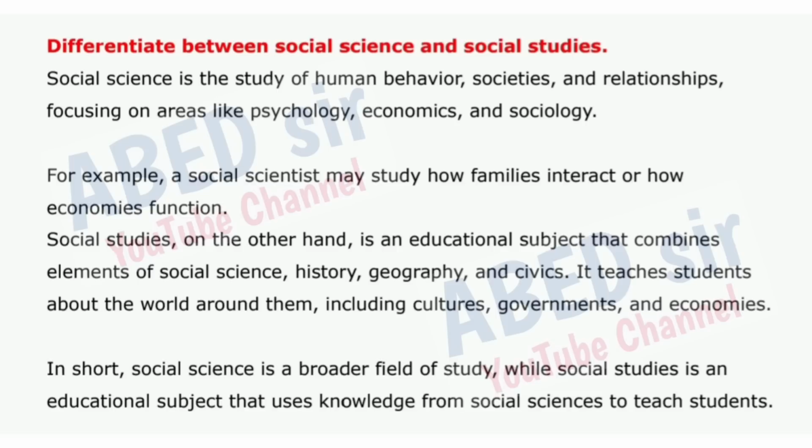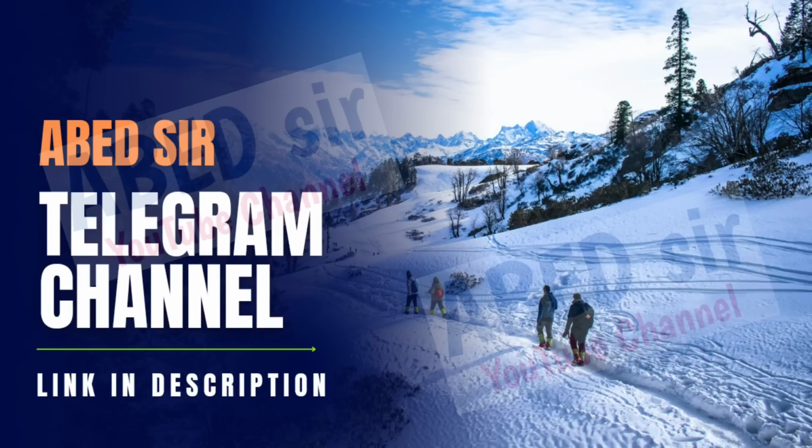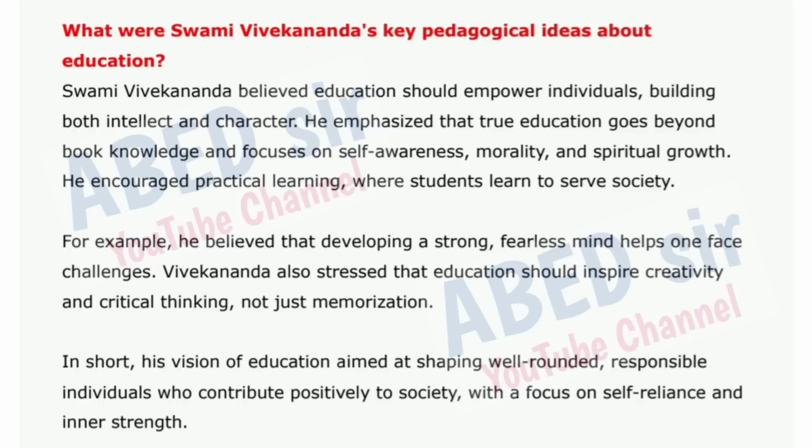In short, social science is a broader field of study, while social studies is an educational subject that uses knowledge from social sciences to teach students. Next important short question is: what were Swami Vivekananda's key pedagogical ideas about education?